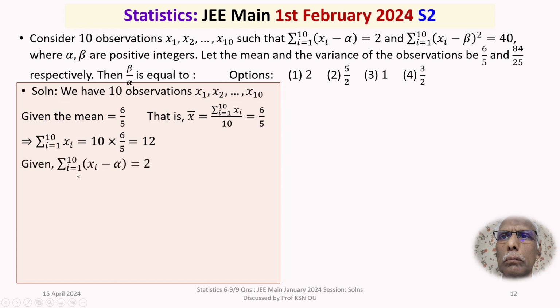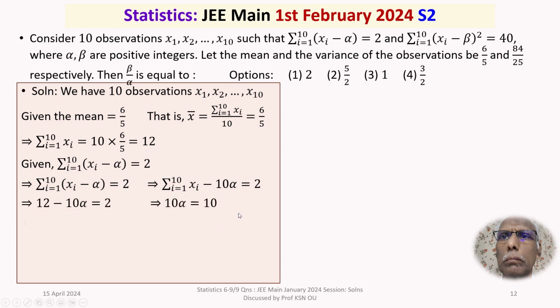Given sigma i equal to 1 to 10 of (xi minus alpha) is equal to 2. So this is sigma xi minus alpha 10 times, because this is to be added 10 times, so 10 alpha is equal to 2. So sigma xi minus 10 alpha is equal to 2, and from this, sigma xi is 12, substitute, you will get 10 alpha is equal to 10, therefore alpha is equal to 1. Agreed. We got alpha.